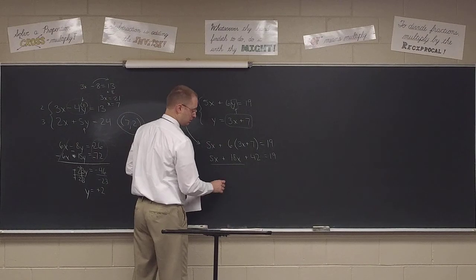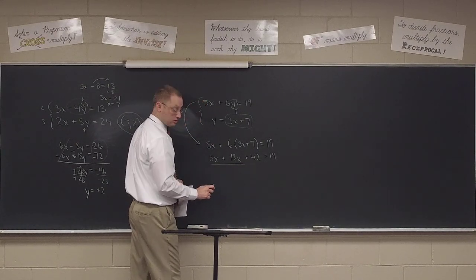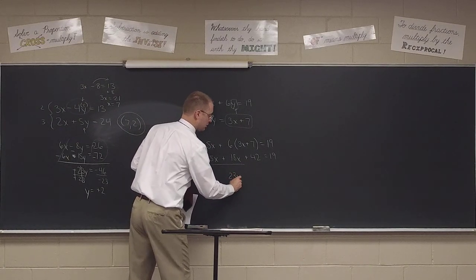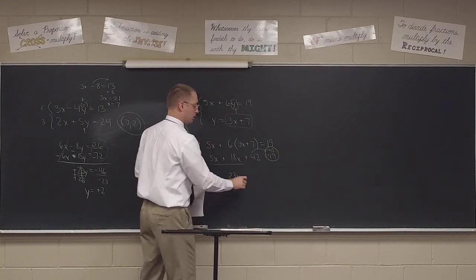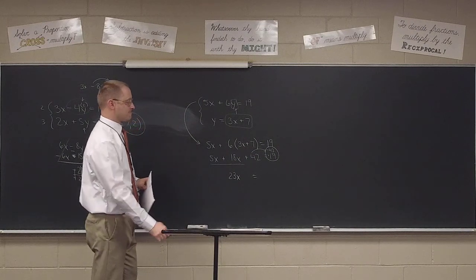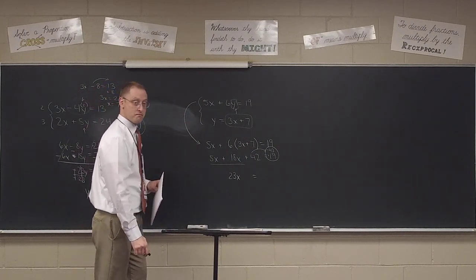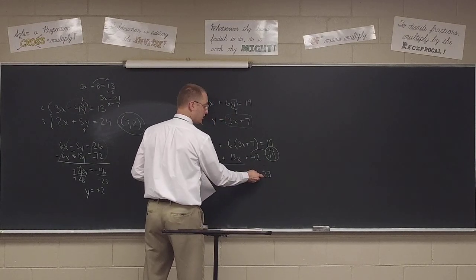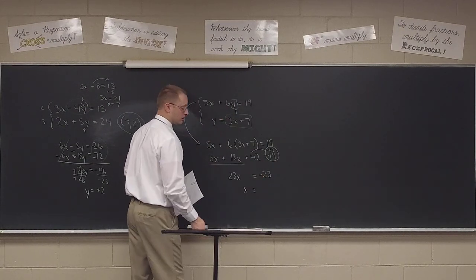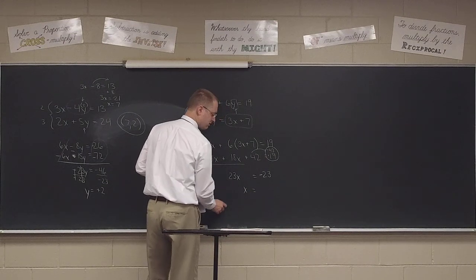And you get 23x plus 42 equals 19. Keep the sign of the greater. Negative 23. So x apparently is negative 1.